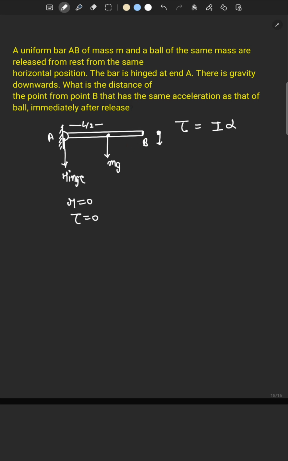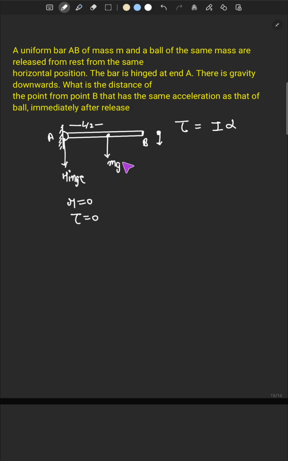Initially its angular velocity is 0, so who will increase its angular velocity? Alpha. So in this position, we are going to calculate the alpha. How do we calculate alpha? We use this equation, torque is equal to I alpha. Now, torque is going to be applied by forces.